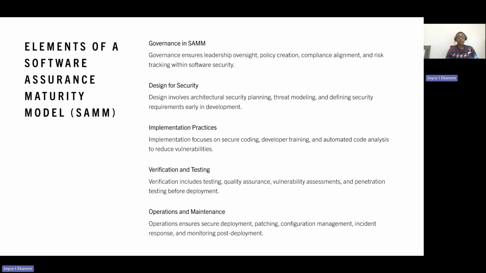SAMM helps organizations benchmark their current software security maturity, identify strengths and weaknesses, and plan incrementally toward a more secure and efficient development process. By aligning SAMM with regulatory expectations such as HIPAA or PCI DSS, organizations can ensure that development practices reinforce compliance while reducing long-term risk exposure.